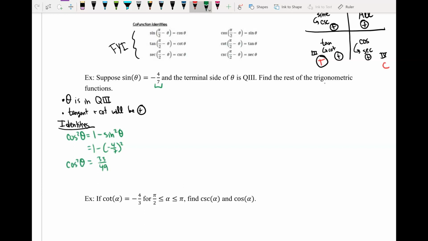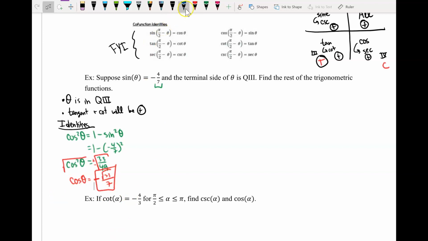And now all we got to do is take the square root to both sides. Add plus or minus. So we get that cosine of theta is equal to plus or minus square root of 33 over 7. Now remember, tangent and cotangent will be the only ones that are positive in quadrant 3. That means that cosine has to be a negative. So the cosine should be a negative. Alright, cool.